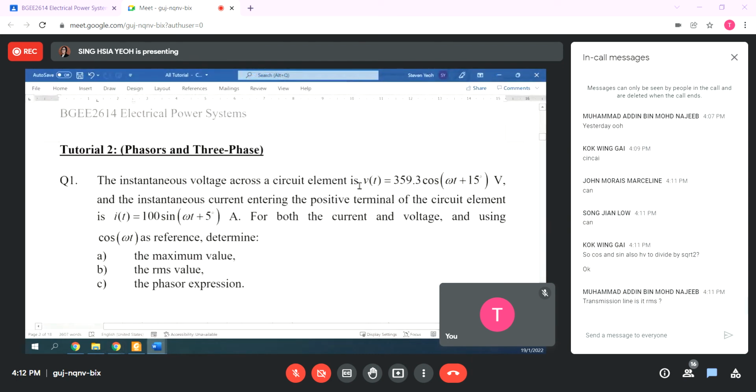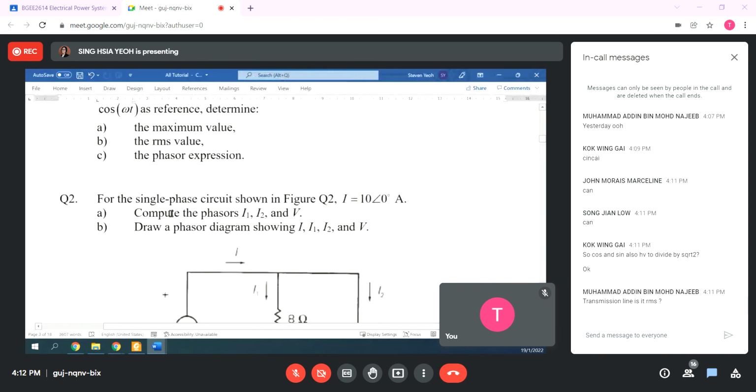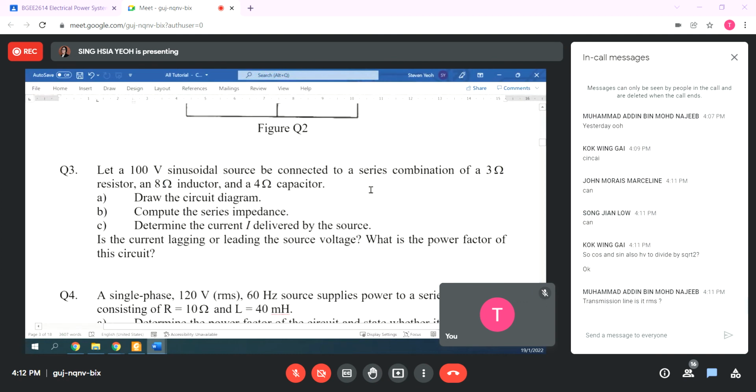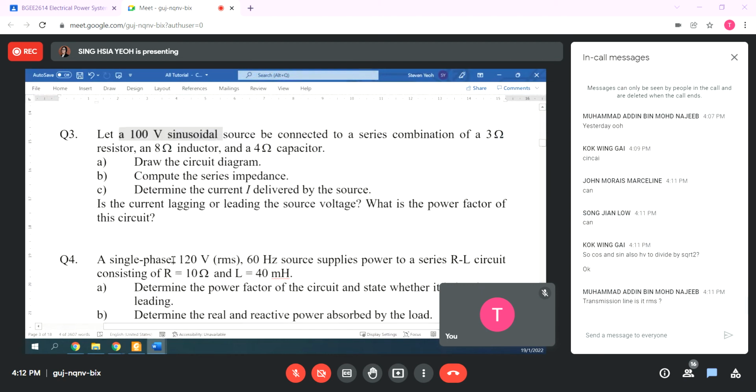This kind, then you need to divide by 2. This kind of question. This one no need to divide already. They already give you in the polar format. Normally this one is already in RMS. Already in RMS, then you no need to divide by 2. Can you understand?